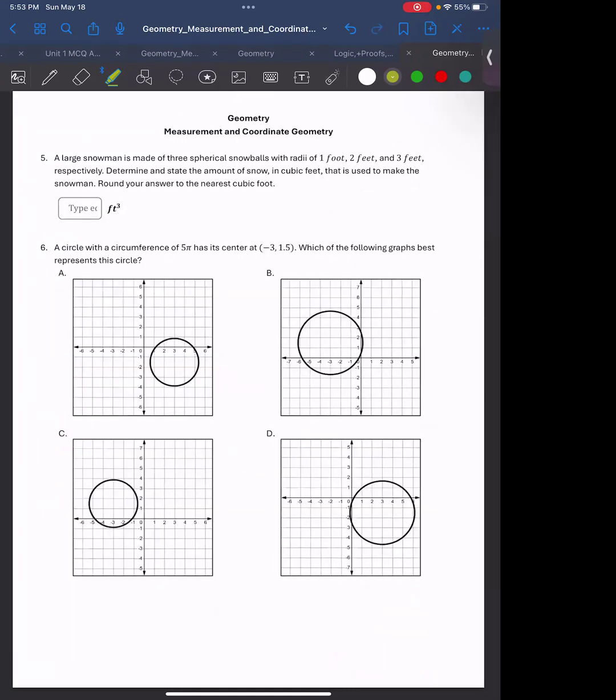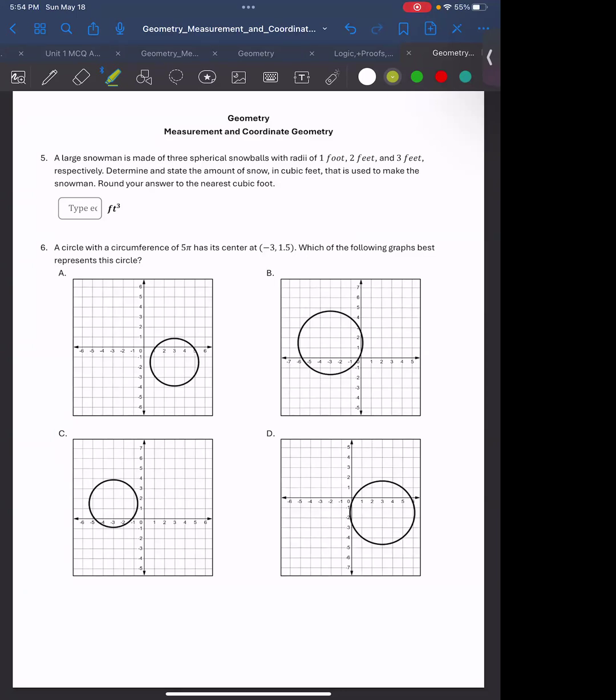All right. A large snowman is made of 3 spherical snowballs with radii, that's the plural for radius, by the way, of 1 foot, 2 feet, and 3 feet, respectively. Determine the amount of snow in cubic feet that is used to make the snowman. So in this question, I'm going to have to go down to the formula section of my reference sheet. And what am I going to look for? Surface area or volume?